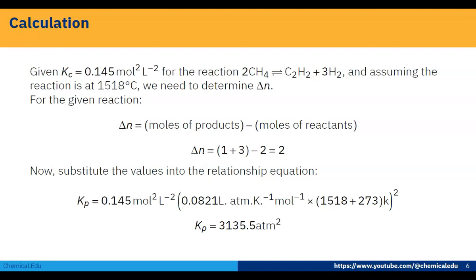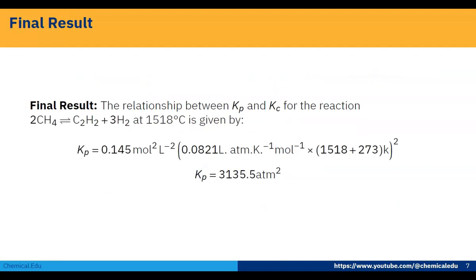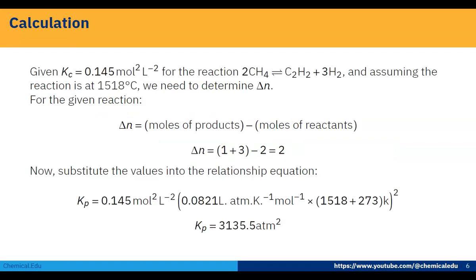So we will get Kp is nothing but 3135.5 atm². So now we get the relationship between Kp and Kc, and finally we got the numerical value of Kp. So the final result: the relationship between Kp and Kc for the reaction we got, and Kp numerically is 3135.5. So that we got.